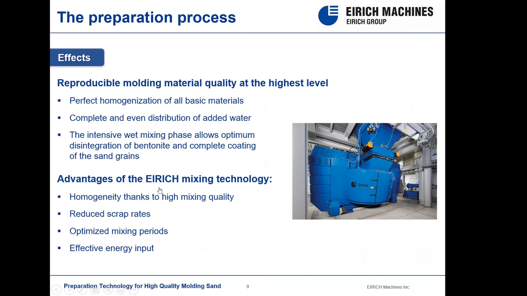What are the effects of these three parts coming together? Well, we have a perfect homogenization of all basic materials. In this case, we're talking about the sand, the bentonite, in some cases also the coal and the carbon black that we use, and the water. A complete and even distribution of the added water, because as I said, all the material is moving in the mixer. So all the water is being dispersed into the sand.